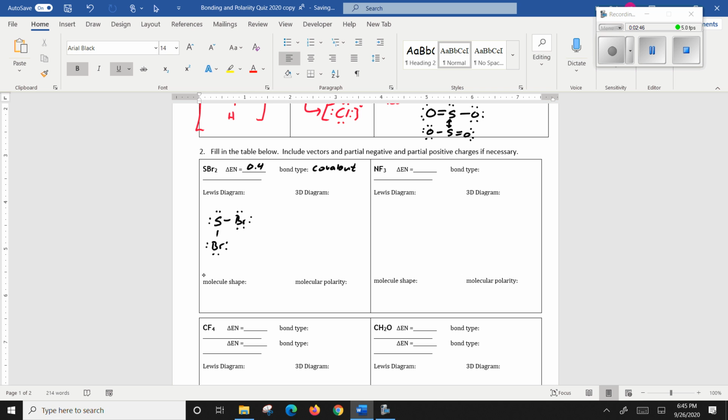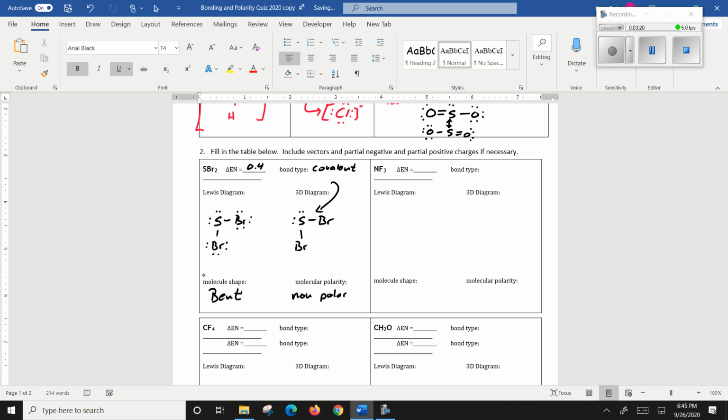What does the 3D diagram look like? The 3D diagram properly drawn would look like this. So you only have the lone pair around the sulfur. If you want to put the lone pairs around bromine, that's okay. I won't take marks off, but properly this is the way you should be doing it. You only include the lone pairs on the central atom. The shape here is going to be bent. And this is a non-polar molecule. And some of you are trying to put charges in here. Hey, if you've got a regular covalent bond, there are no charges. There's no delta negative or positive, so be careful. You lost marks as a result.